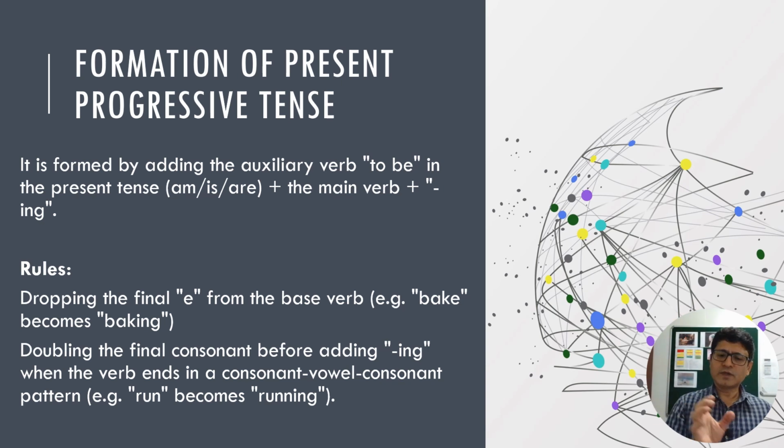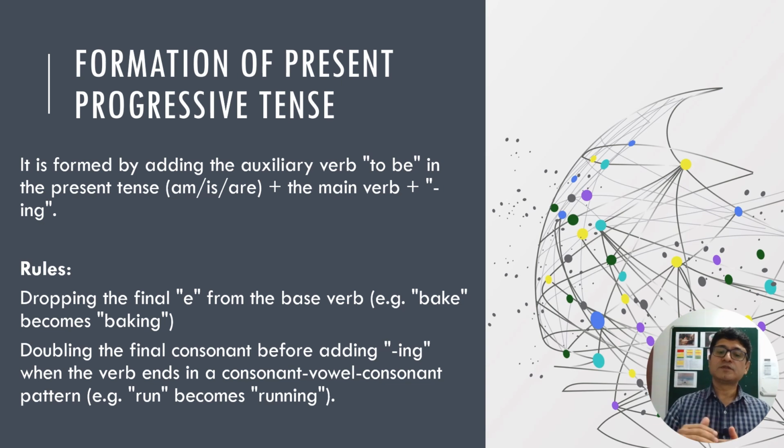Now, let's look at the rules for how you add ing. What happens if there is a verb that ends with e? We drop the e and put ing after the second last letter, dropping the final e from the base verb. For example, bake becomes baking.